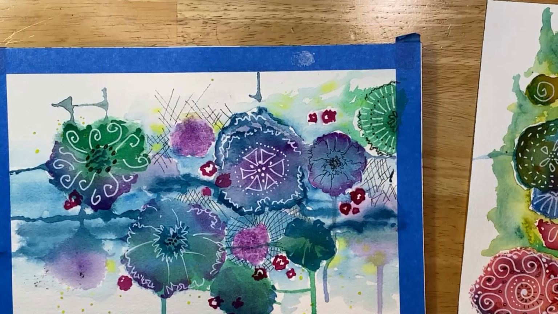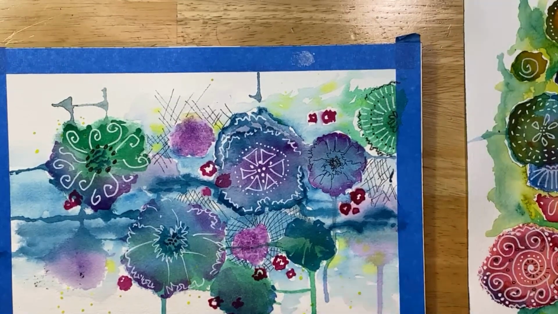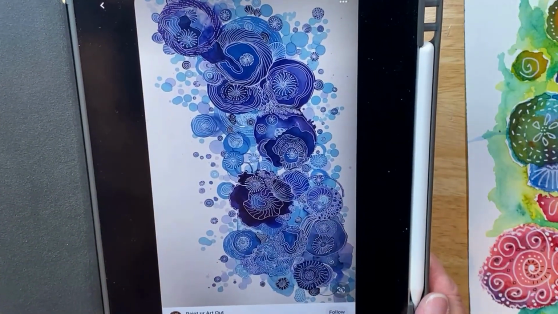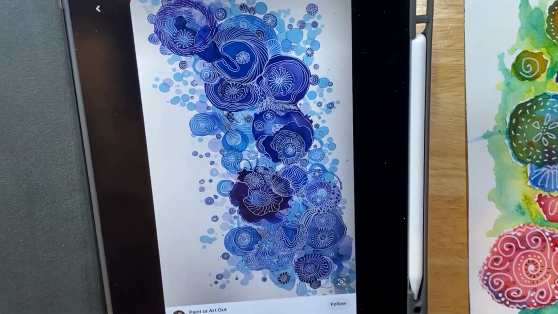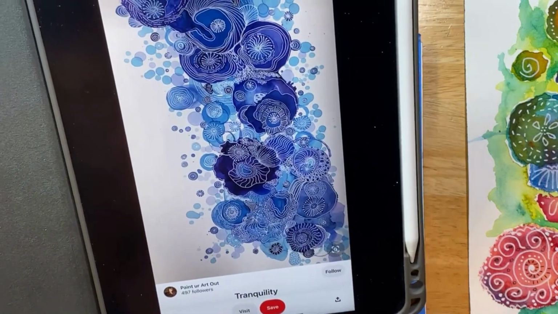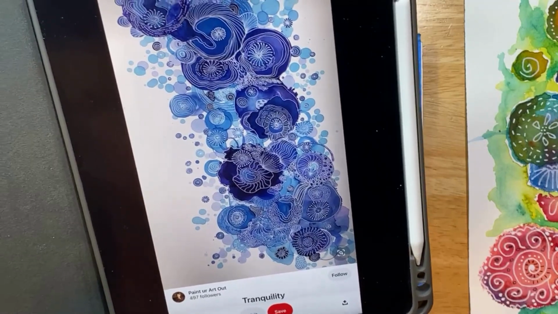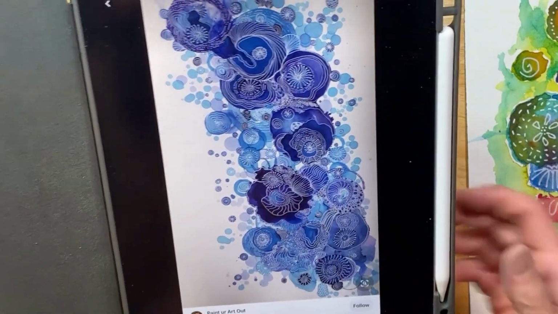The blue picture was called Tranquility, and the person who did it is on Pinterest, and it's called Paint Your Art Out, and she spells it U-R, Paint Your Art Out. And this piece is called Tranquility, so here it is again. I like to give shout outs to people. I don't want to copy anybody's exact ideas, but there are so many things out there that inspire other things.